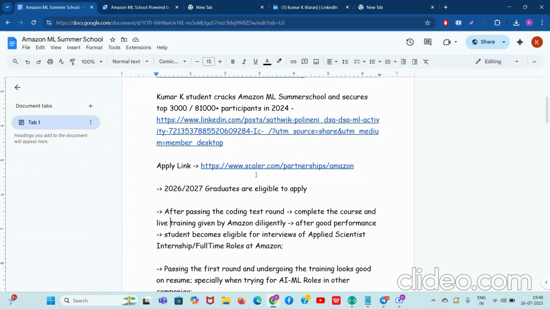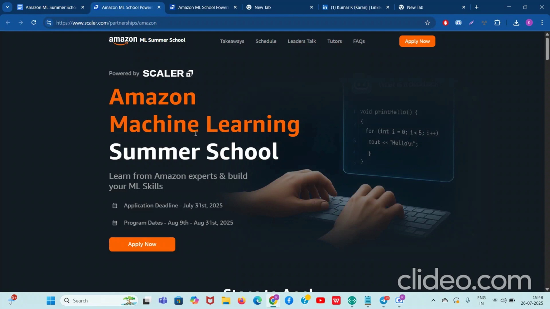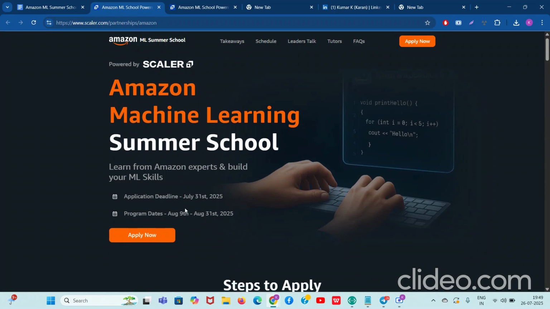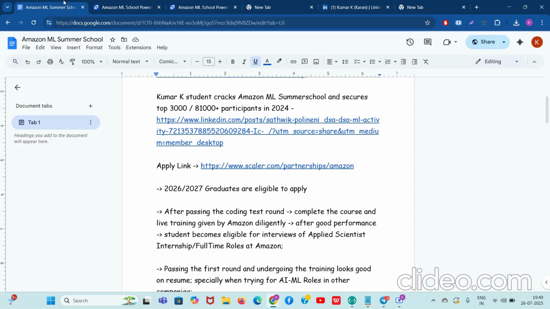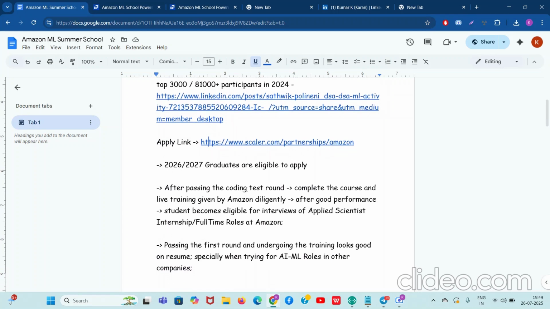Ram Ram. So hello guys, this is the apply link for Amazon Machine Learning Summer School 2025. Application deadline is July 31, the OA date, if you get shortlisted, is on 3rd August, and your training program with Amazon will start on 9th August. So 2026 and 2027 graduates are eligible to apply. Make sure you apply. This is a very good opportunity. After passing the coding test round, you will have to complete the course and live training given by Amazon diligently.